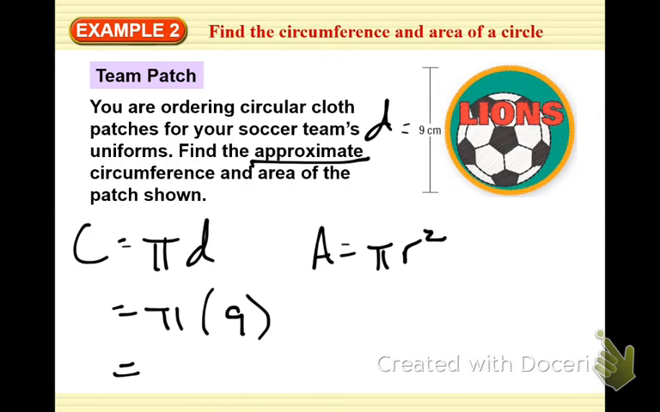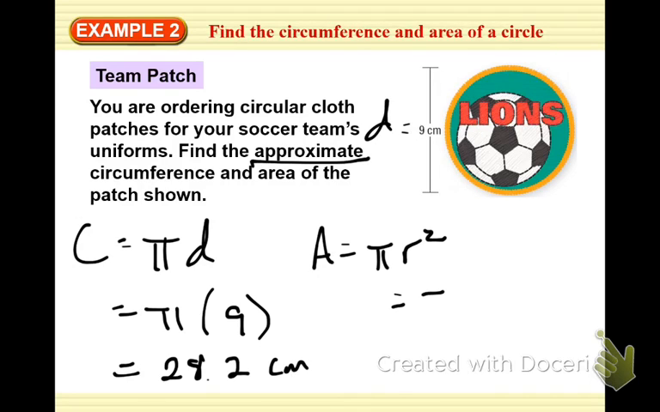And again, I mentioned before that if you're looking for an approximate measurement, using 3.14 would be fine too. So either way, I like using pi just because it still gives me a fairly accurate answer. But either way, you should get about 28.2. This is going to be centimeters for the circumference.